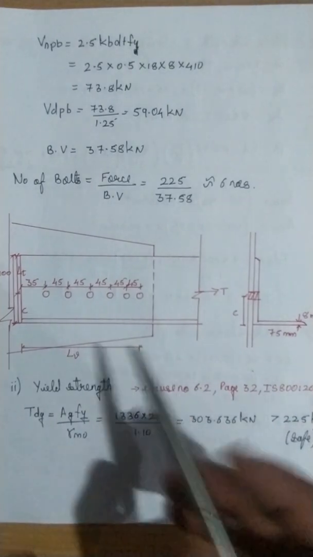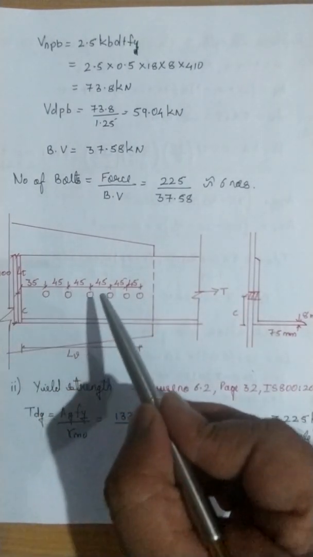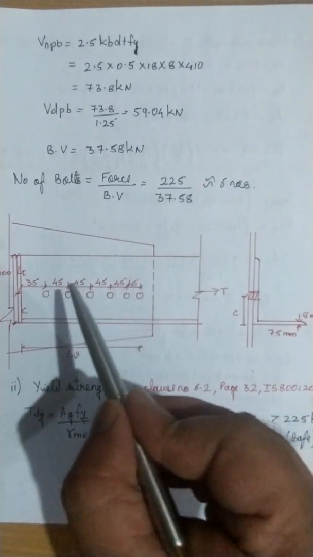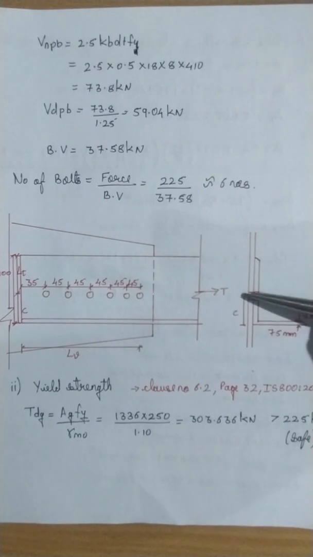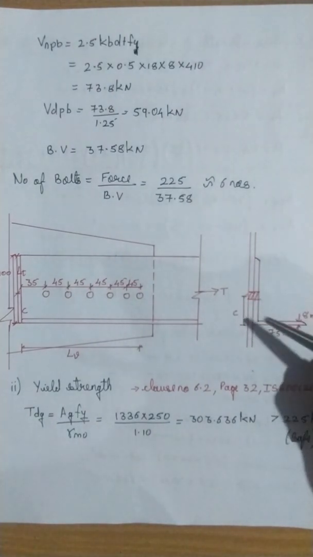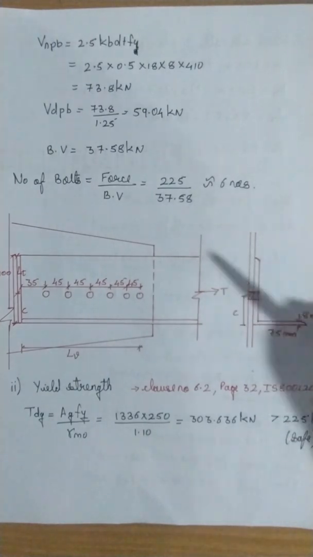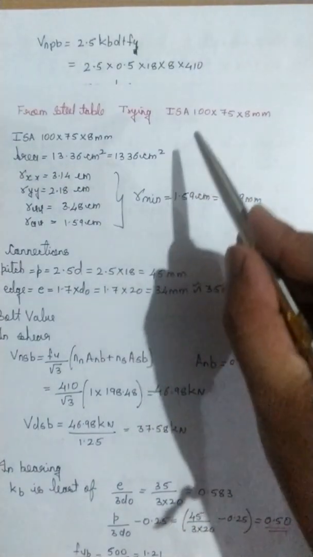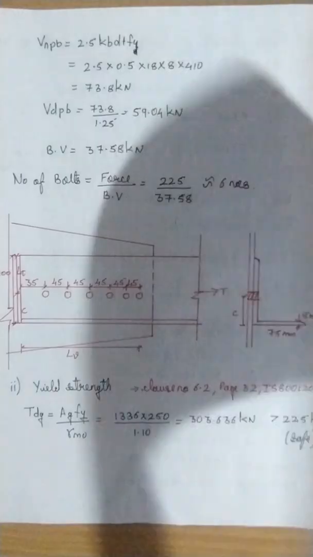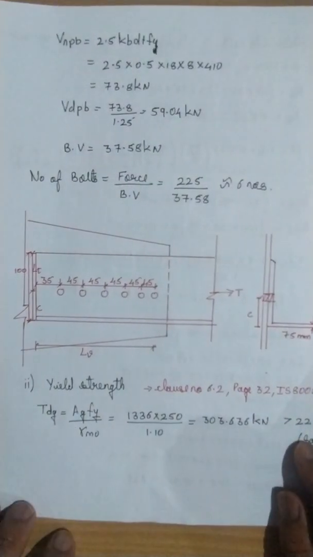So we have placed it in a single row like this: 1, 2, 3, 4, 5, 6, and this is the edge distance and these are the pitch distances. We also have to note down the C value from SP6 page number 168, which here is 60 mm because it is 100 mm connected. I have chosen a section already. We have already discussed that it is ISA 100 by 75 by 8. So the longer leg we have connected. This is the 100 mm side, you can see here.